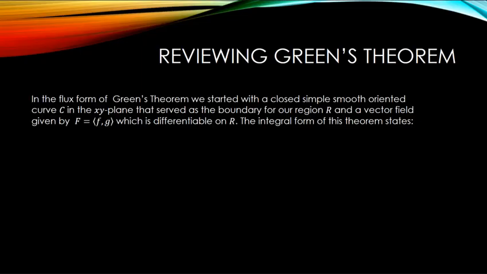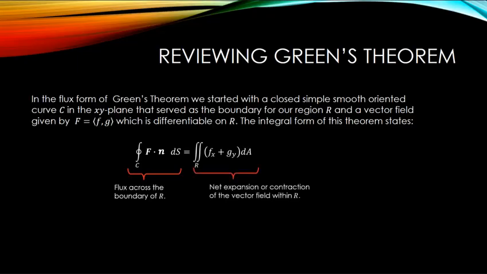In this theorem, we started with a closed, simple, smooth oriented curve C in the xy plane, and it served as a boundary for my region R. And I had a vector field given by F equal to a vector with components f, g, which was differentiable on R. The integral form of the theorem states that the closed integral over C of F dotted with n ds is equal to the double integral over R of f sub x plus g sub y dA, where the left-hand side is the flux across the boundary of R, and the right-hand side gives me the net expansion or contraction of the vector field within R.